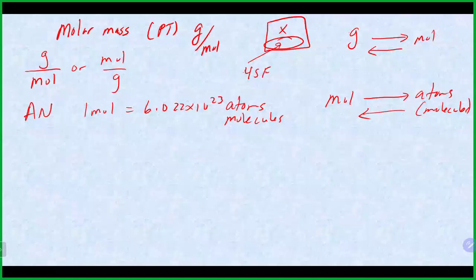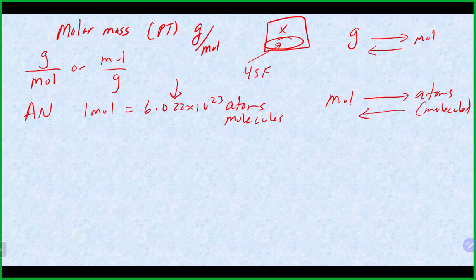As we talked about last time, we do not want to use Avogadro's number unless we are given a number that's in atoms, a number that's in molecules, or you're asked to solve for one of those units. So if you're not asked to solve for any of those things, or you're not given a number that's in atoms or molecules, you really shouldn't use Avogadro's number.